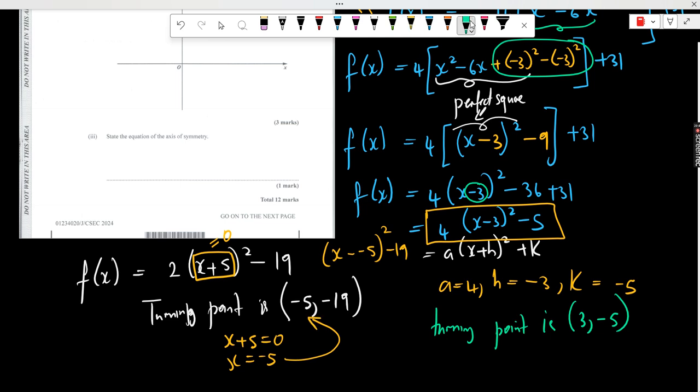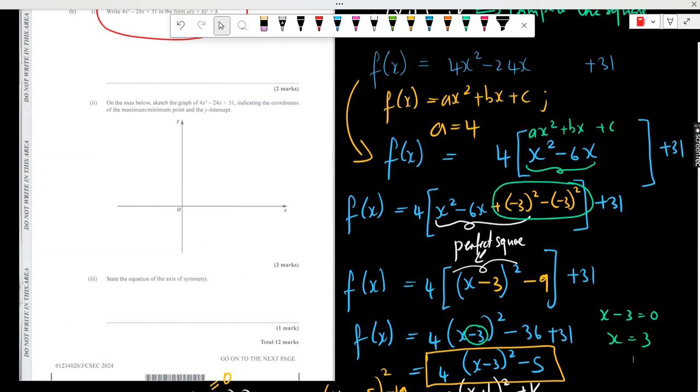We could have done the same thing over here. We could have said x minus 3 equals 0, so x is equal to 3, and that is, of course, the x coordinate of the turning point. Okay? Sometimes they will tell you to express it in the form x plus h all squared. Sometimes they might put x minus h all squared. It should not confuse you. Okay?